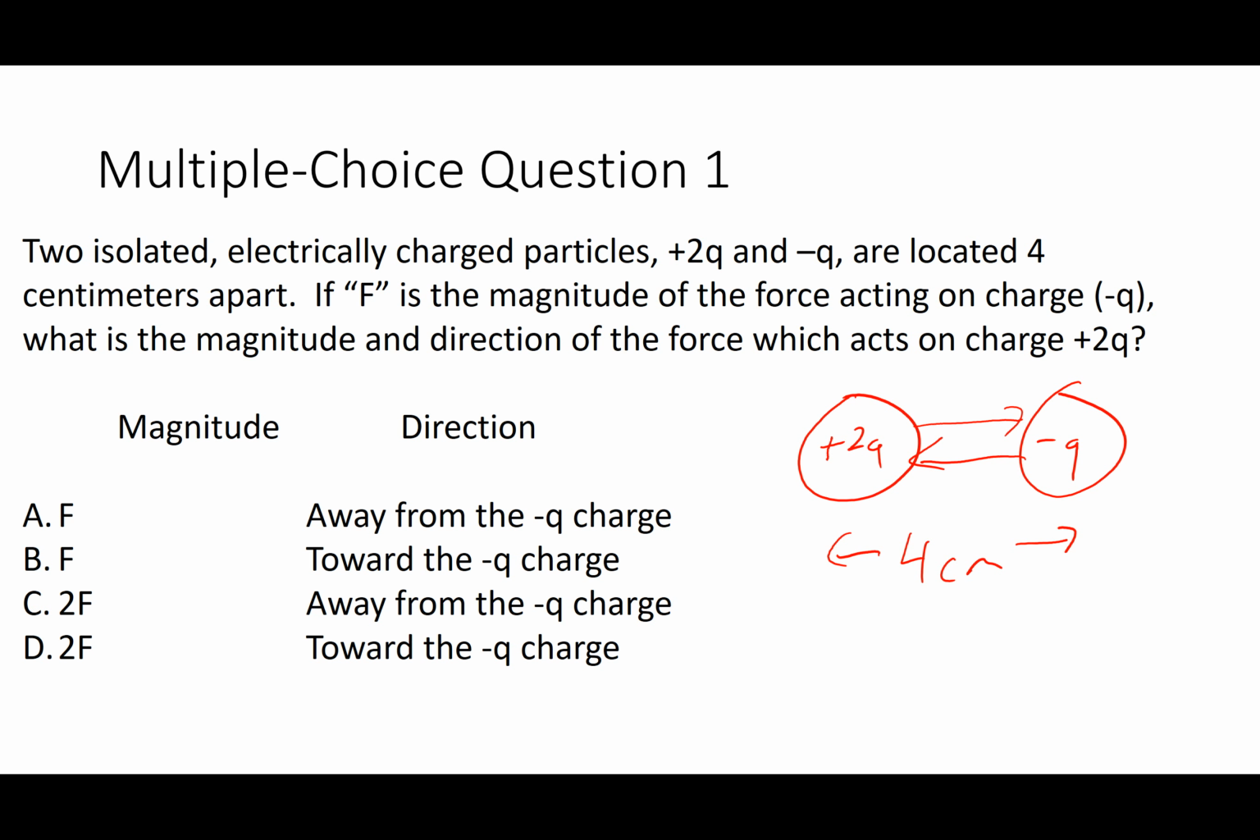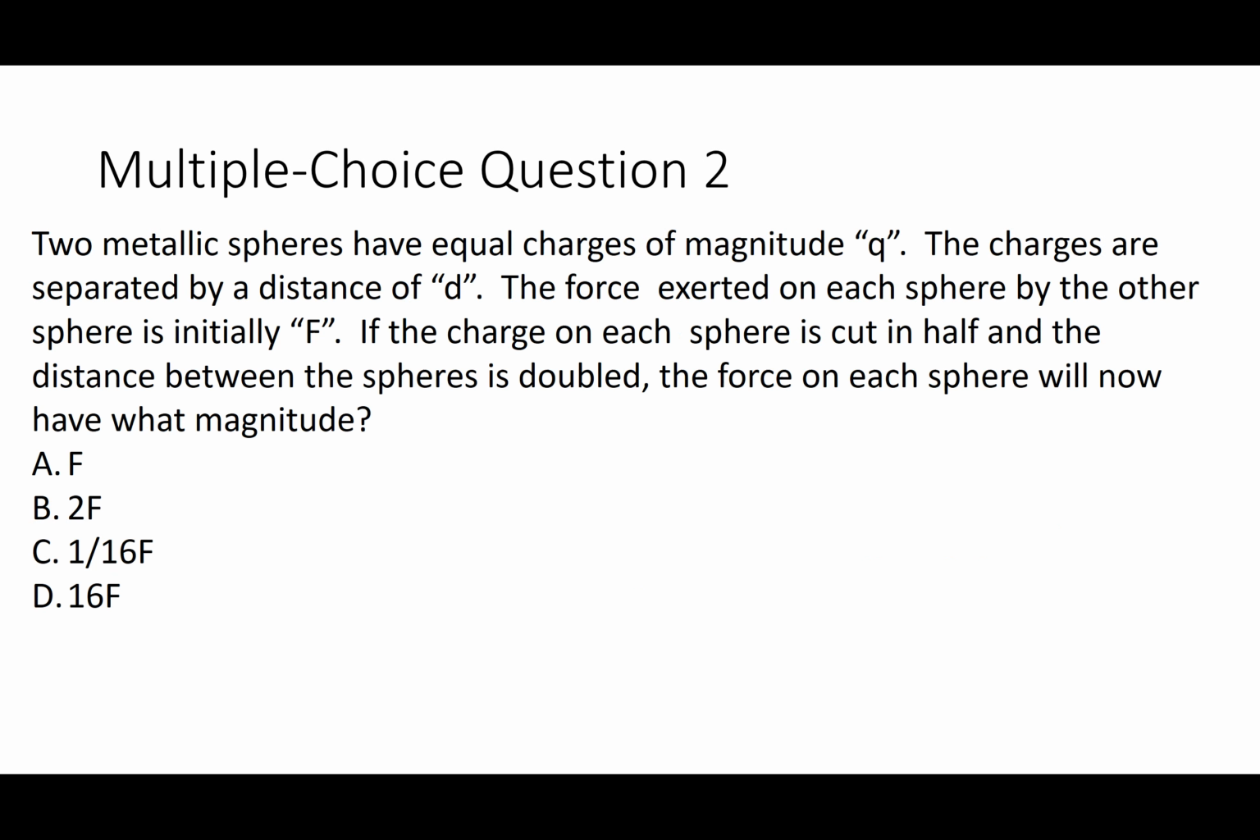Now, what tells you the direction is that these 2 charges have opposite signs. This one's a positive, this one's a negative. When Coulomb's law gives you charges with 2 opposite signs, the Coulomb's law force is going to be attractive. So the plus 2Q charge is going to get pulled toward the negative Q charge. So our answer here is going to be B. The magnitude is going to be F, and that force is going to be pulling that charge toward the negative Q charge.